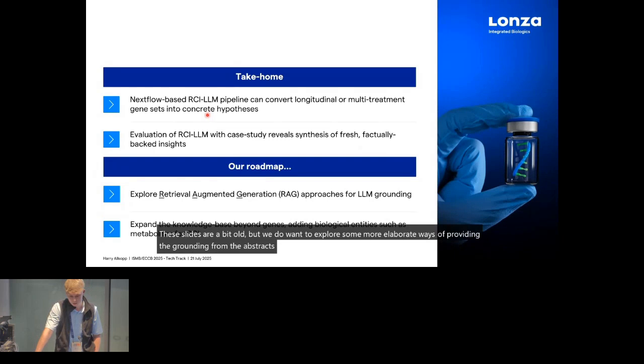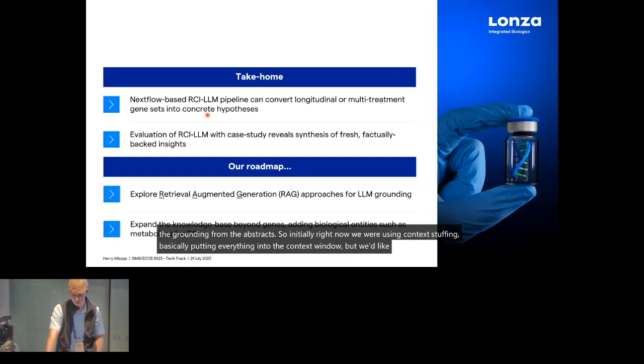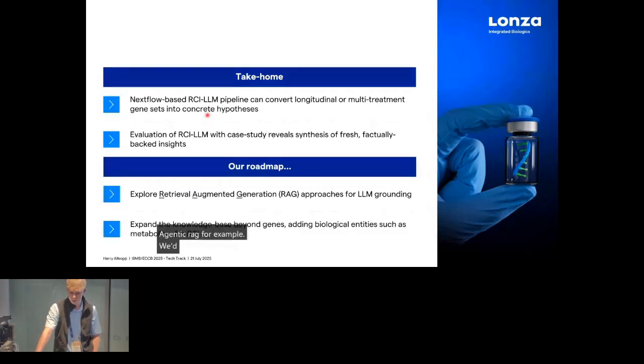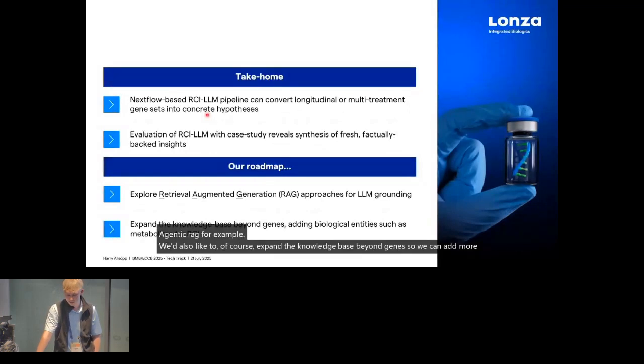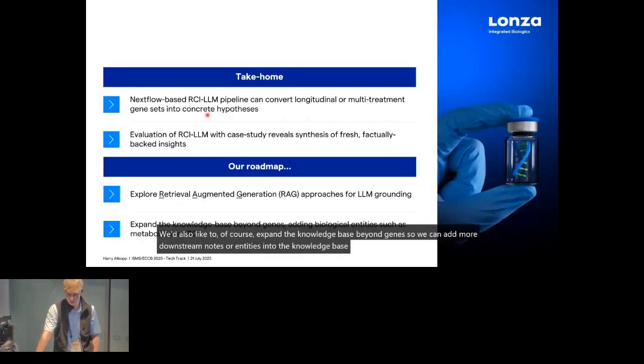Right now, we were using context stuffing, basically putting everything into the context window. But we have explored some, and we'd like to go a bit further with vector stores, for example, and see if it makes a difference with agentic RAG. We'd also like, of course, to expand the knowledge base beyond genes, so we can add more downstream nodes or entities into the knowledge base that represent, for example, metabolites. And we can then go from omics data sets with metabolite targets all the way through the pipeline to the ultimate result and summaries at the end as well.